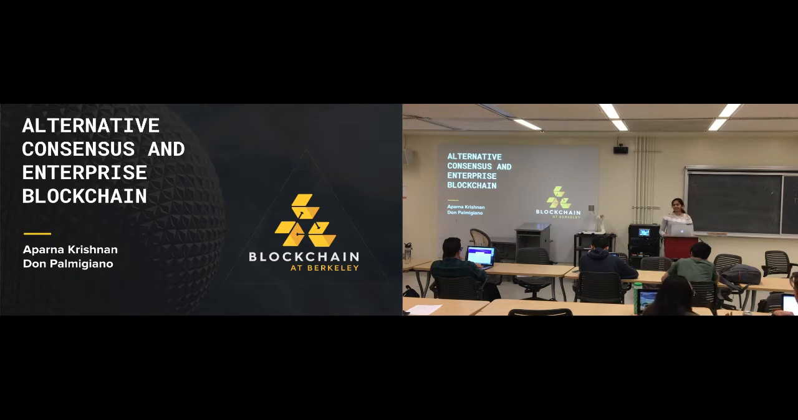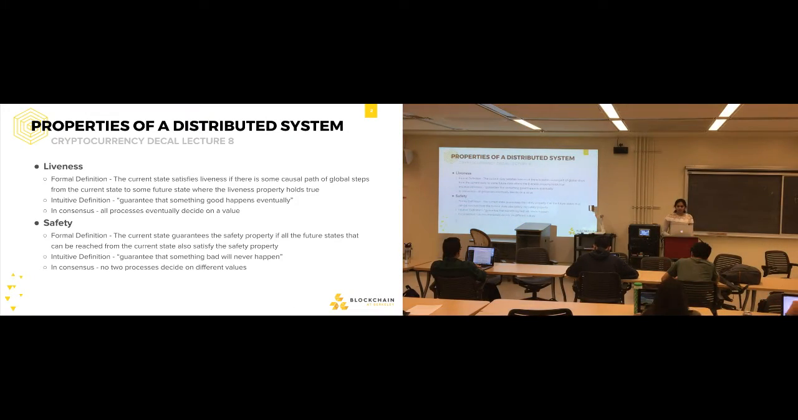My name is Aparna Krishnan. Today I'm going to be presenting on alternative consensus and enterprise blockchain. So when we talk about a distributed system, what are two important properties that ensure correctness? One is liveness. The second is called safety.